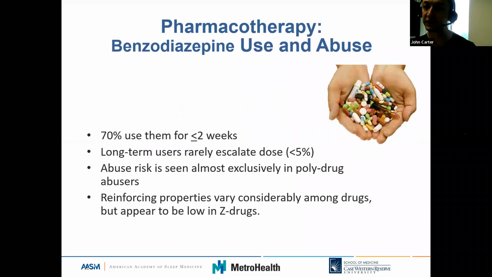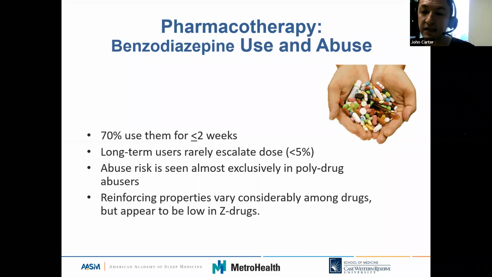Okay, use and abuse. People worry a lot about this. It is a real concern, but it's probably not as significant as maybe we make it out to be. Most people who are prescribed, these are benzodiazepines in general, not just soporific benzos, but 70% of people who are prescribed benzos use them for fewer than 2 weeks, as long as it's prescribed for a sleep-related purpose.